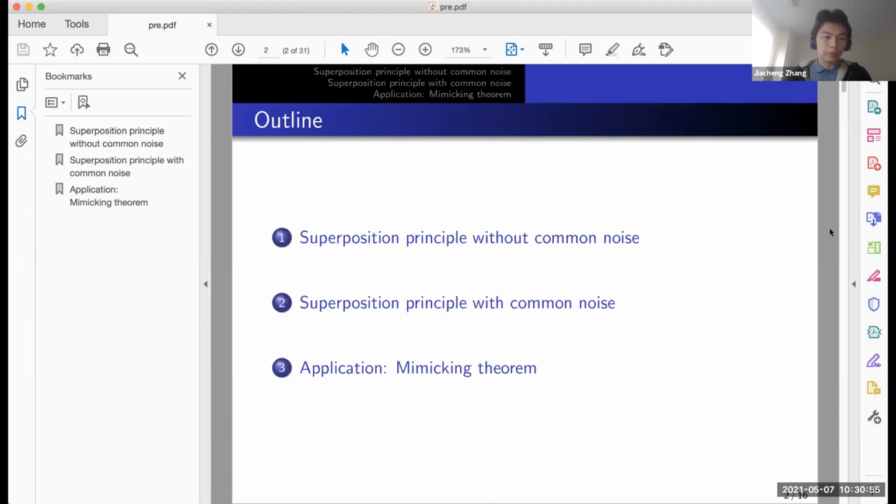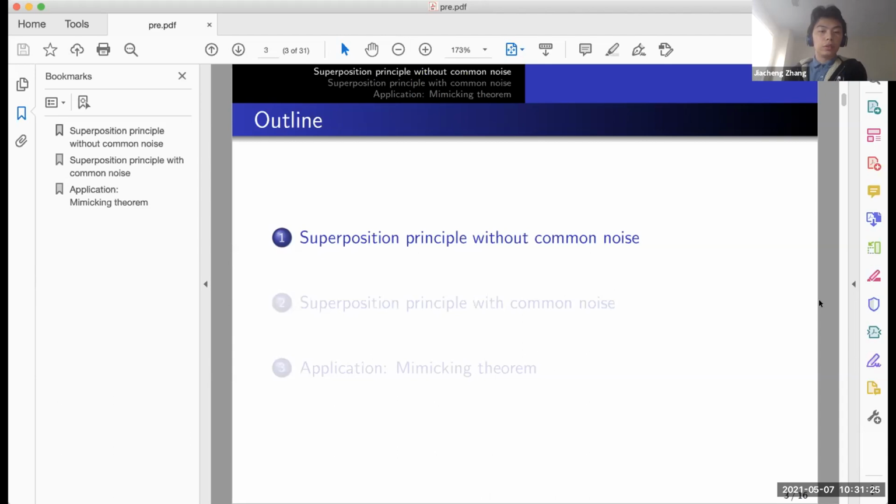So basically, I will first speak about the superposition principle without the common noise, which is a previous result by Figalli and Trevisan. And the second part would be our superposition principle with the common noise. And at the third part, we will talk about how to use this superposition principle to prove a so-called mimicking theorem.